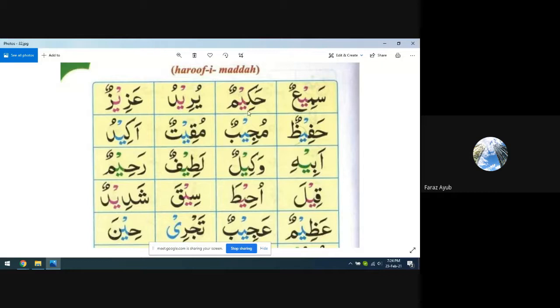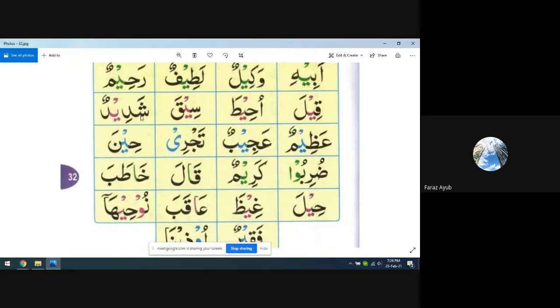Just like here, hakimun. Just like here, yuridu, azizun. Okay, so yes, like here, duribu. We are stretching this ba because of this waw and this pesh. Just like here, qala. Because of zabar and alif, we are stretching this qa. Just like here, khataba.